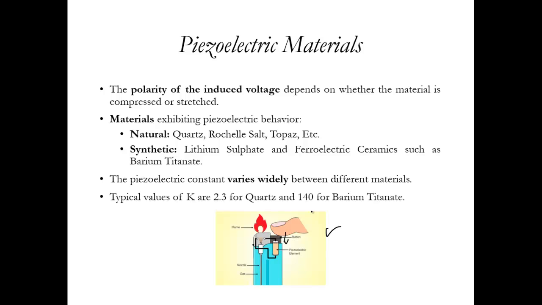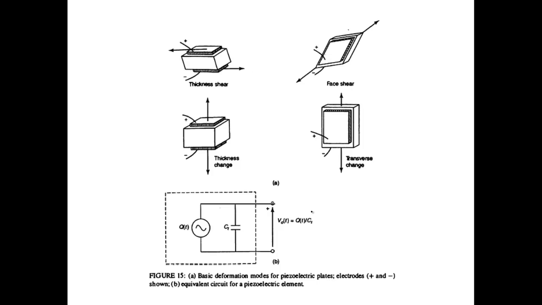So obviously this constant varies between different materials. For example, it is very small for quartz, but for barium titanate, which is a synthetic piezoelectric material, it is quite high, almost 140. So we can always make such materials. We can synthesize them in the labs, which could have a very good piezoelectric constant K.